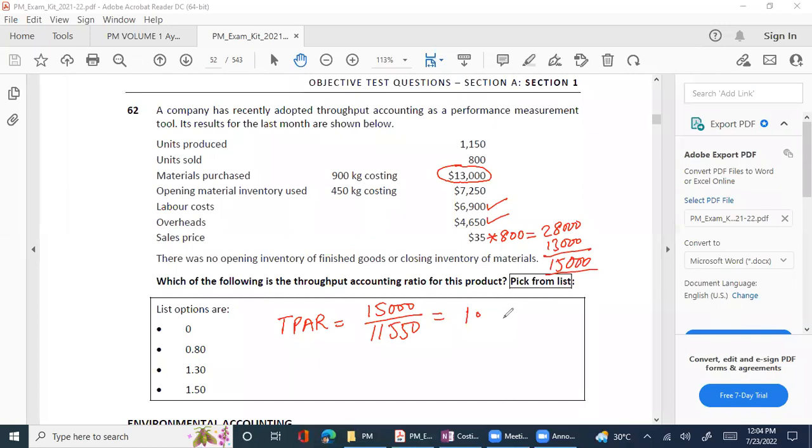So no need to convert the throughput per hour and the factory cost per hour. If you note in this question, we have already ignored closing inventory value and opening inventory value. Why did we ignore that? Because at the start of today's topic, we said that in throughput accounting, inventory is not regarded as an asset. It is the result of an unsynchronized process, so it is not a good thing in this topic. Is it clear?